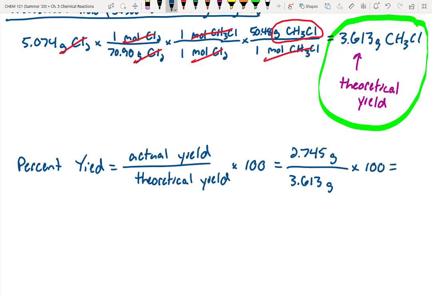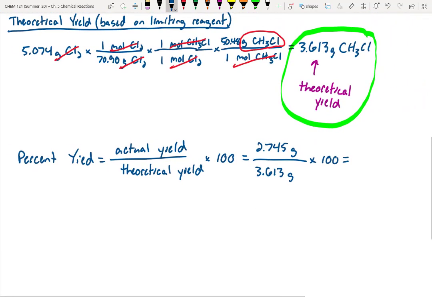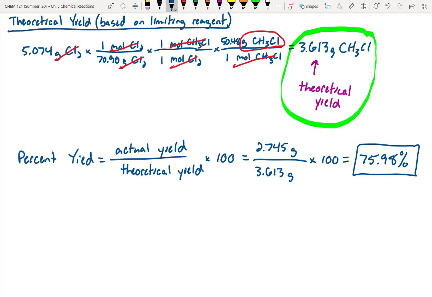And if you do this, you still want to follow sig fig rules. So we should have 4 sig figs. We get 75.98%. This would be the percent yield for this reaction, meaning the efficiency was pretty good. We got 75% of our maximum yield actually made, but it means about 24% of it was lost due to side reactions or errors in the reaction. But that's just the nature of being a chemist working in the real world.